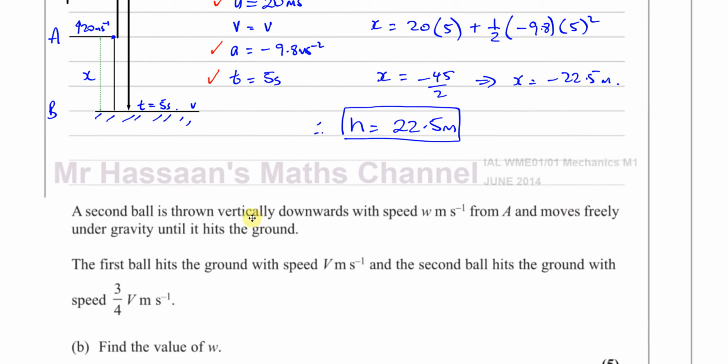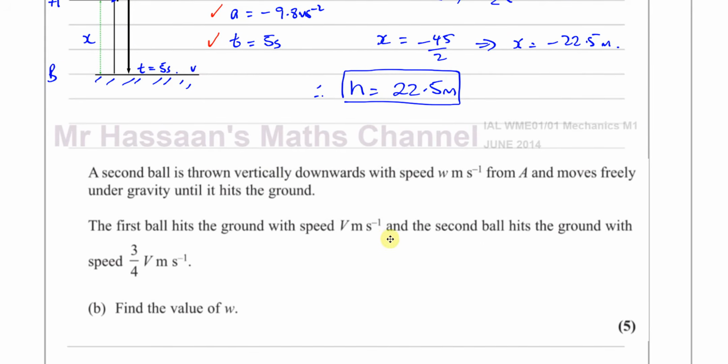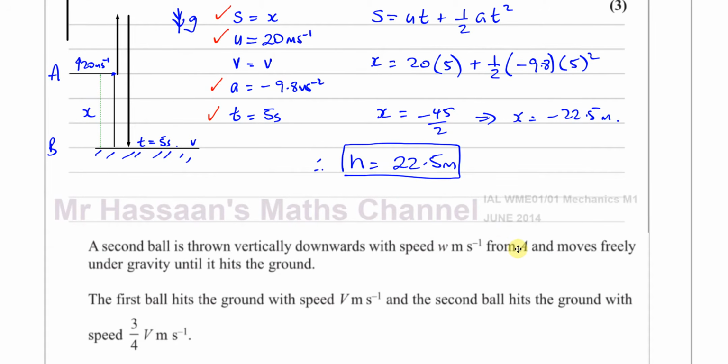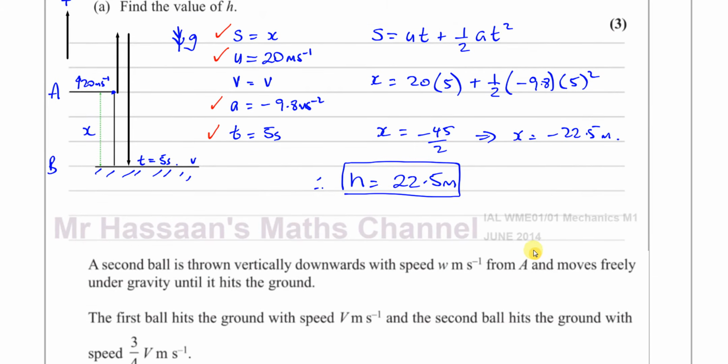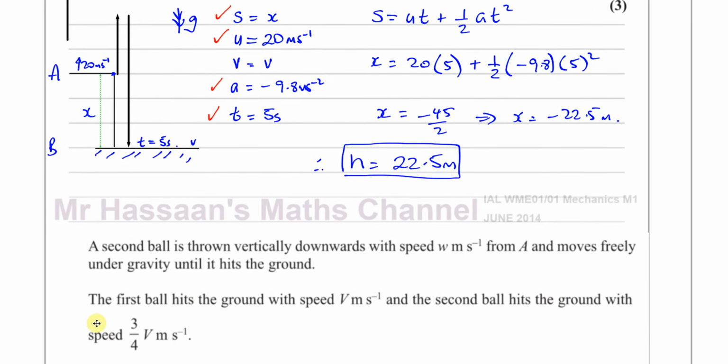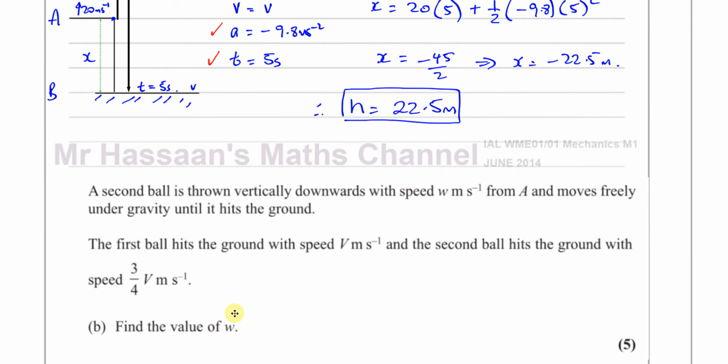Now for part B, it says a second ball is thrown vertically downwards with a speed W meters per second from A. So there's a second ball, and it moves freely under gravity until it hits the ground. The first ball hits the ground with the speed V meters per second, and the second ball hits the ground with the speed 3/4 V meters per second. Find the value of W.